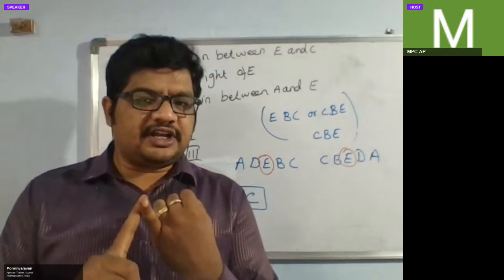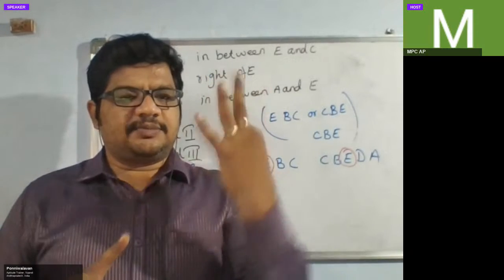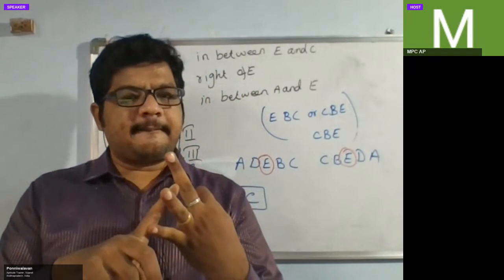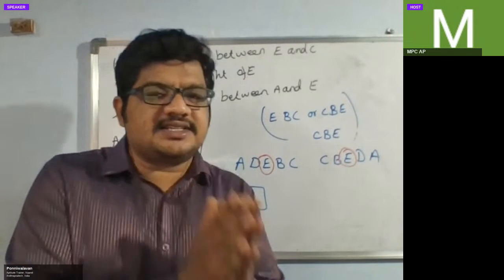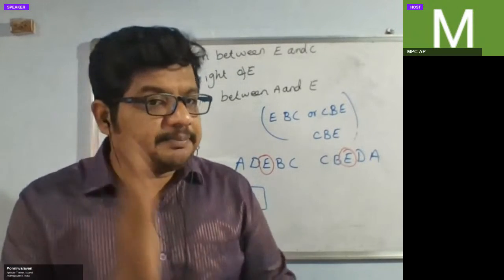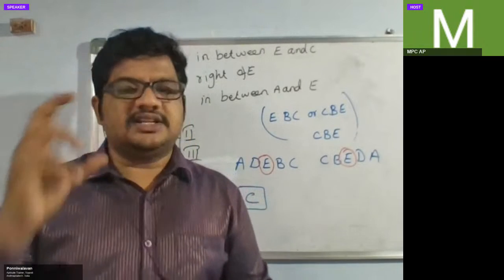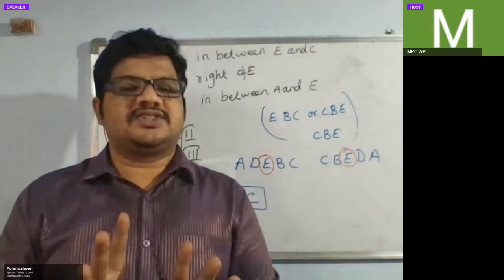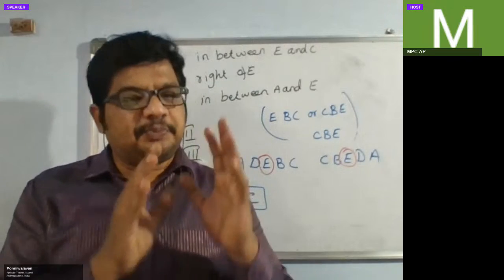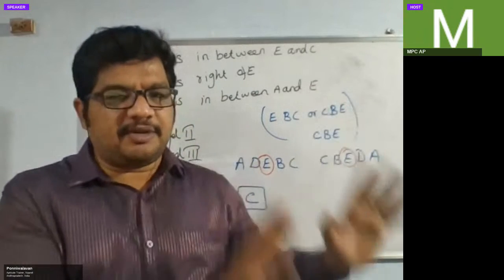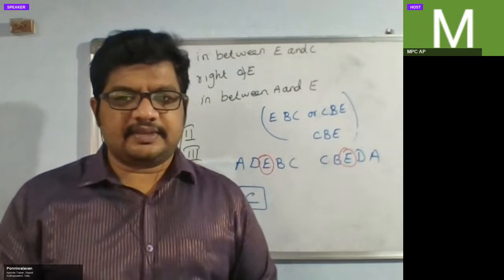Yes. Profit or loss, average, crypto arithmetic. Based on the previous year questions, they asked problems on ages, but this year they didn't give the proper list. They are giving general topics. So in previous years they asked problems on ages.